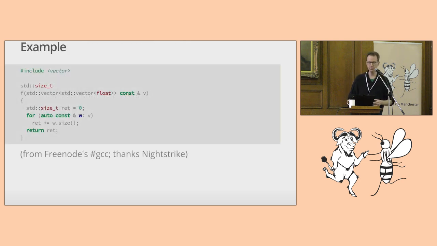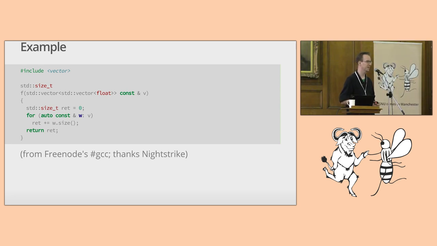And so here's some example code. This was based on a discussion on Freenode's /GCC IRC channel, where a user pasted into a paste bin this particular fragment of C++11, I guess, code, where it's iterating over a std::vector of std::vectors, trying to sum up the sizes of the inner std::vectors.